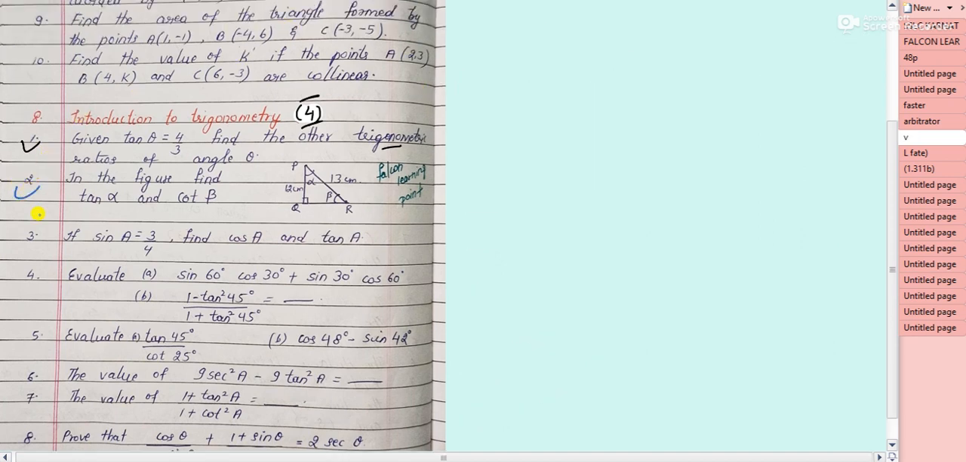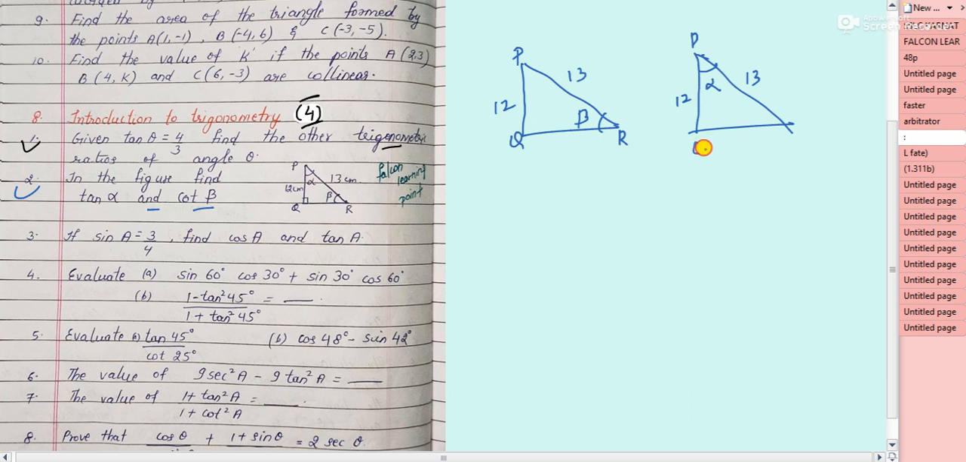So in question number 2, they have given in the figure, find tan alpha and cot beta. So here is the figure. Again, let me write it. I will write two figures here. Okay, this is alpha and here they have given beta. They can give theta also. And this is 12, this is 13, we don't know this. Again, this is 12, this is 13, we don't know this. So let me name it, they have given it as PQR and even this is PQR.